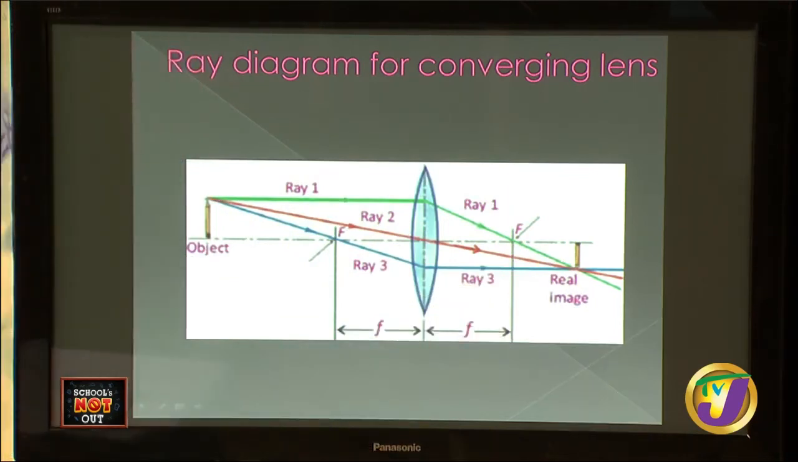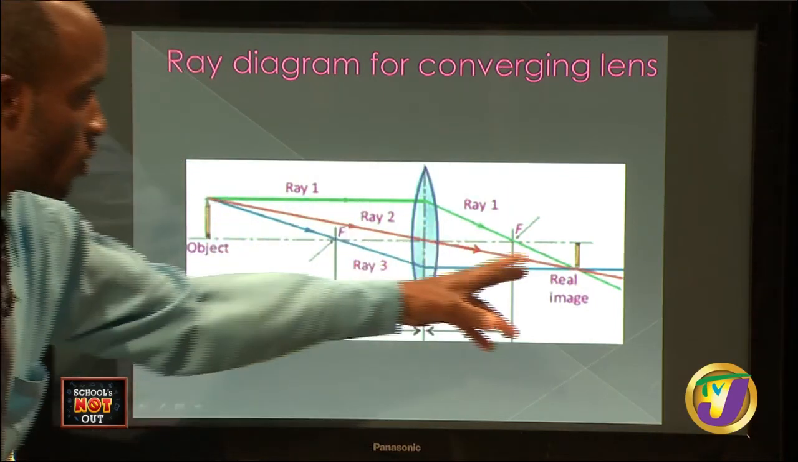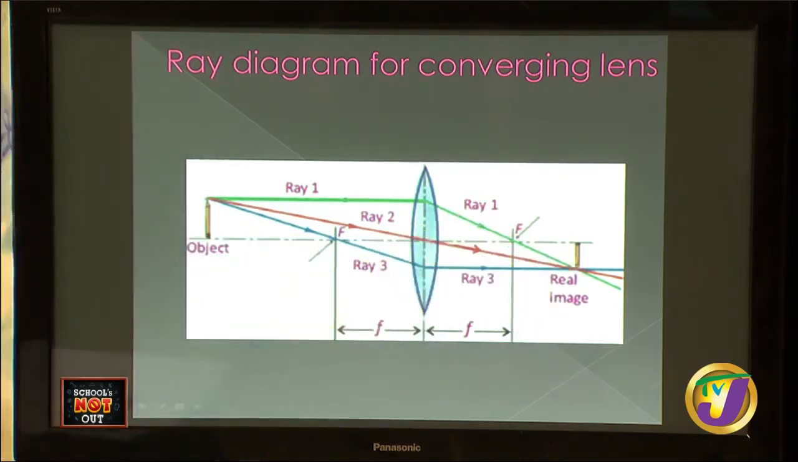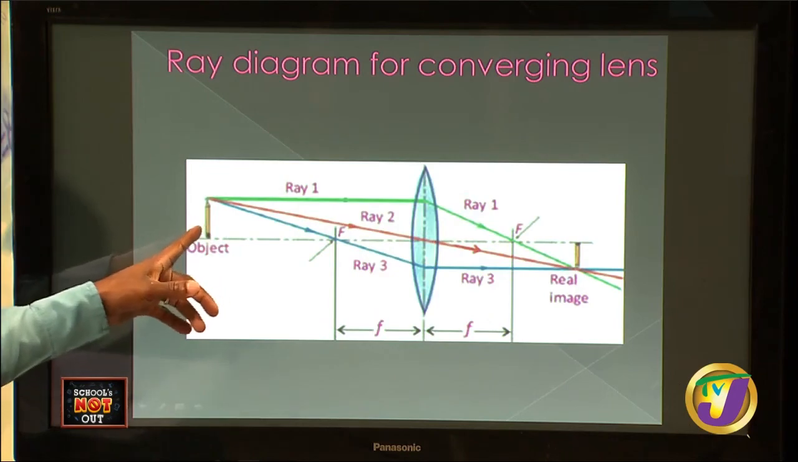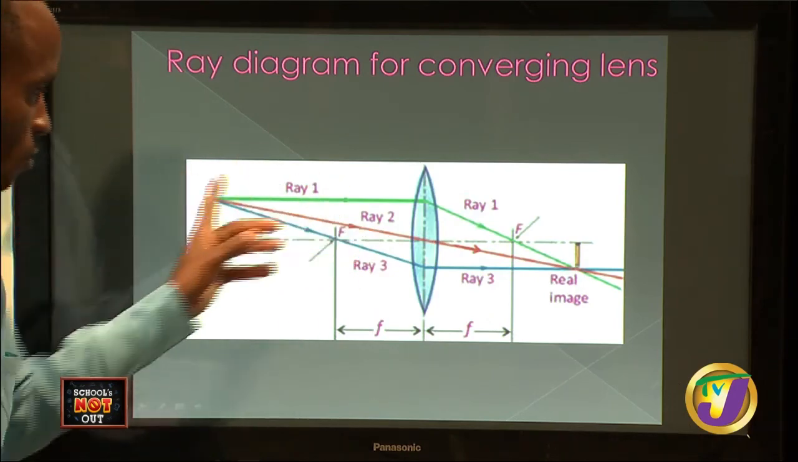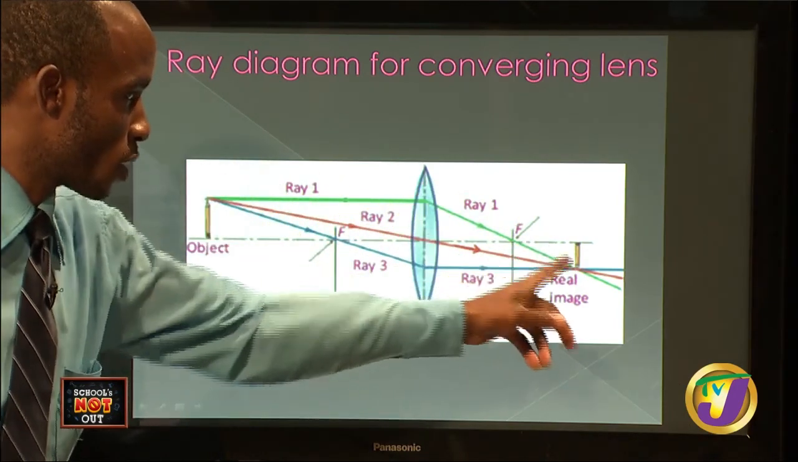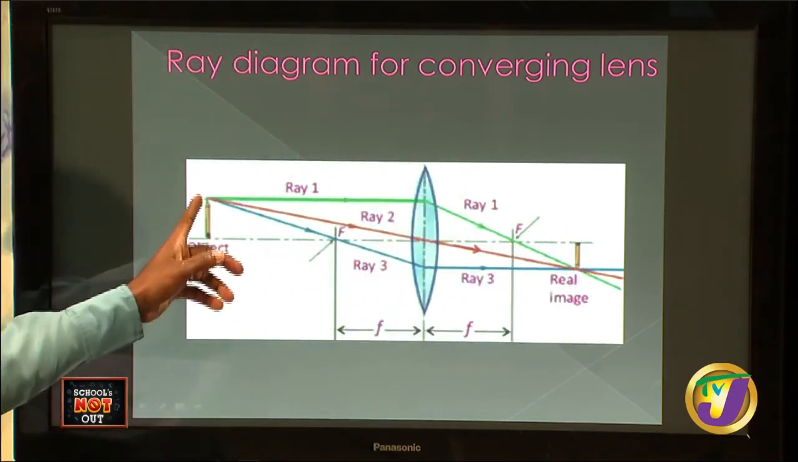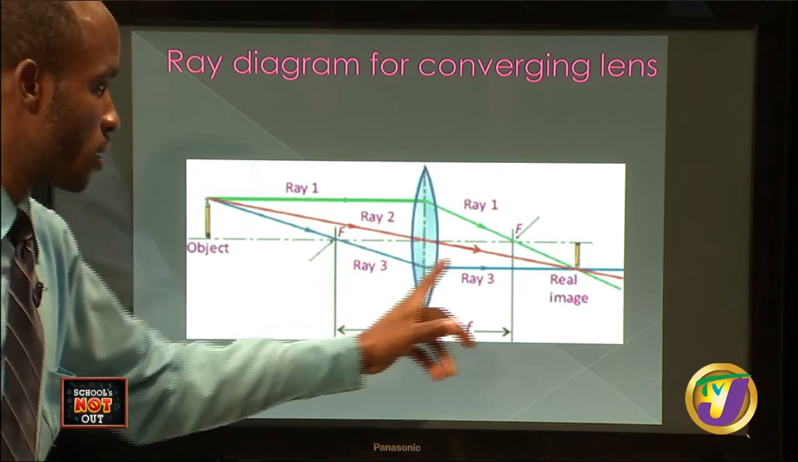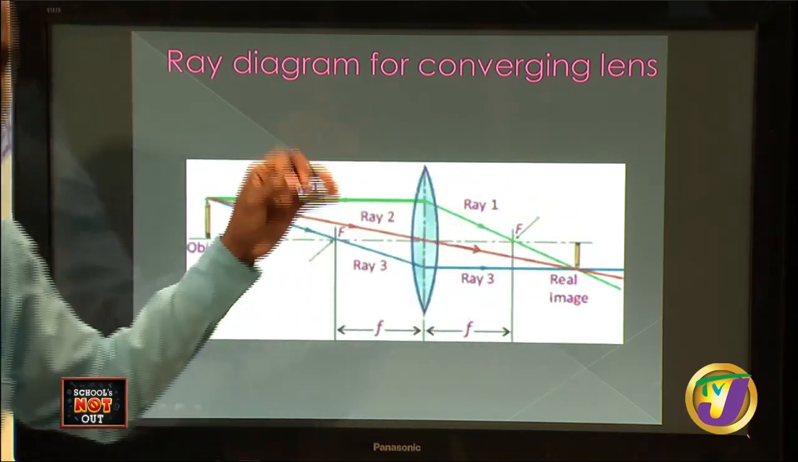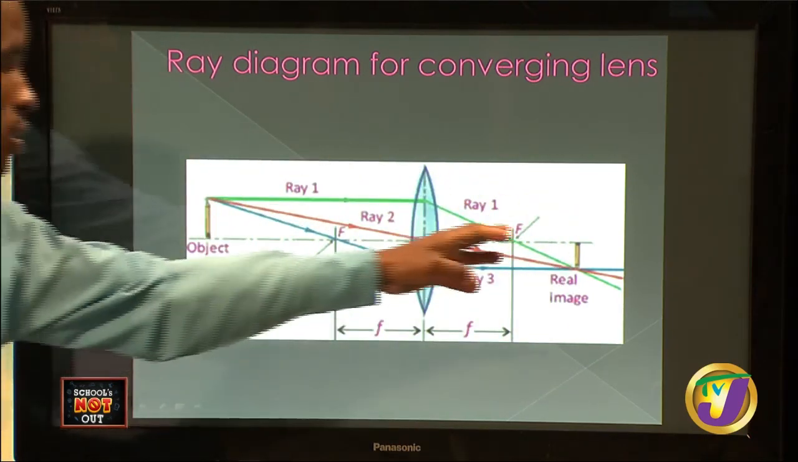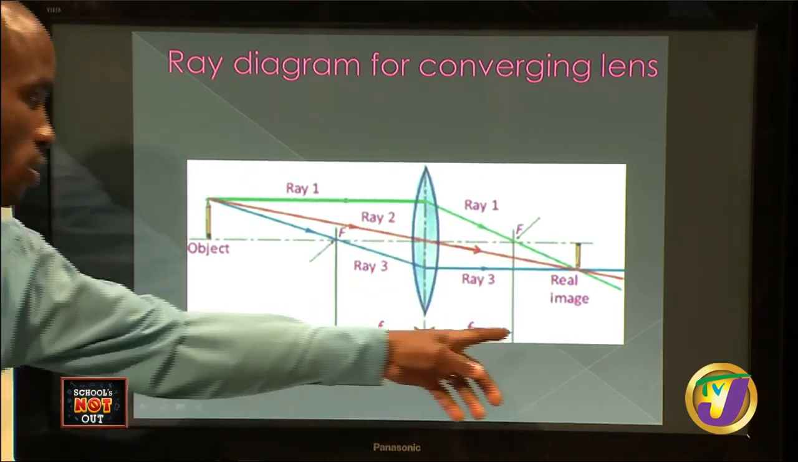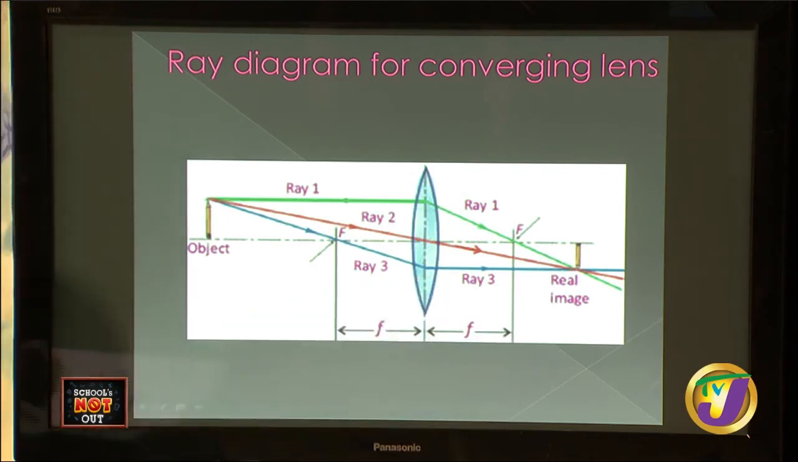Alright? And once you have all the rays come into focus, that is where the image will appear. So the object is here, light travels from it, parallel through the focal point, through the optical center unchanged, through the focal point, comes out parallel, where all those rays come to focus, that is where the image will appear. Alright? F here is just the focal length, or focal distance.